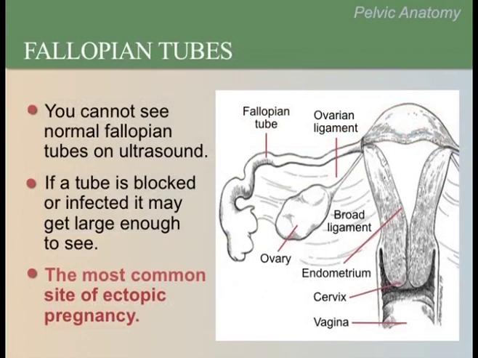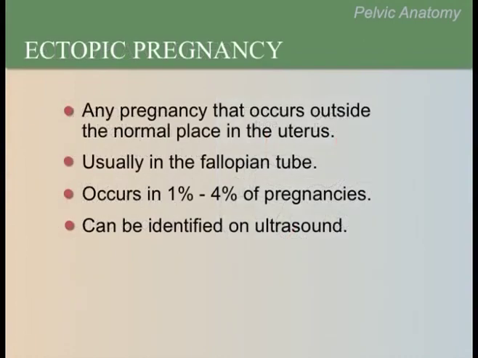You cannot see normal fallopian tubes on ultrasound, but if a tube becomes blocked or infected, it may get large enough to see. The fallopian tube is also the most common site of an ectopic pregnancy. An ectopic pregnancy is any pregnancy that occurs outside the normal place in the uterus. An ectopic pregnancy usually occurs in the fallopian tube, but can also occur in the ovary, the abdomen, and the cervix.